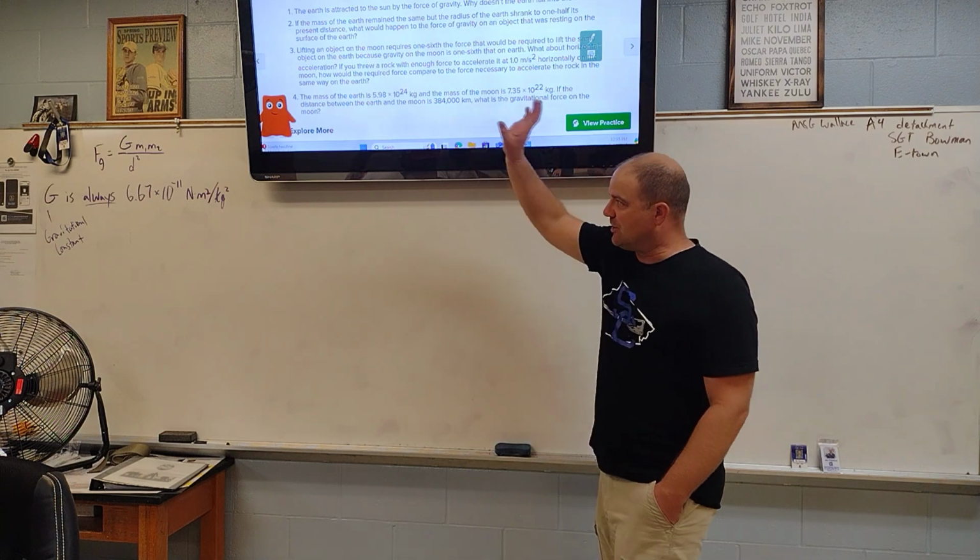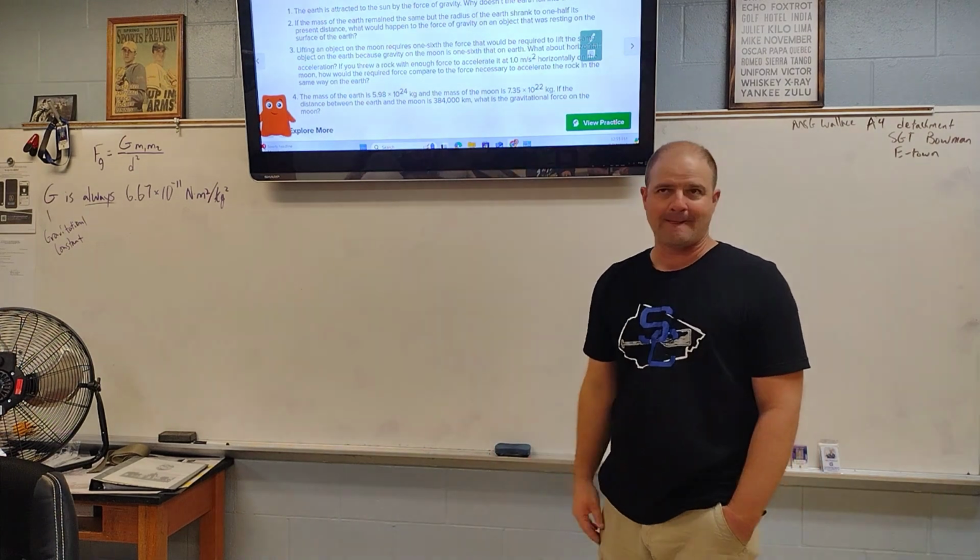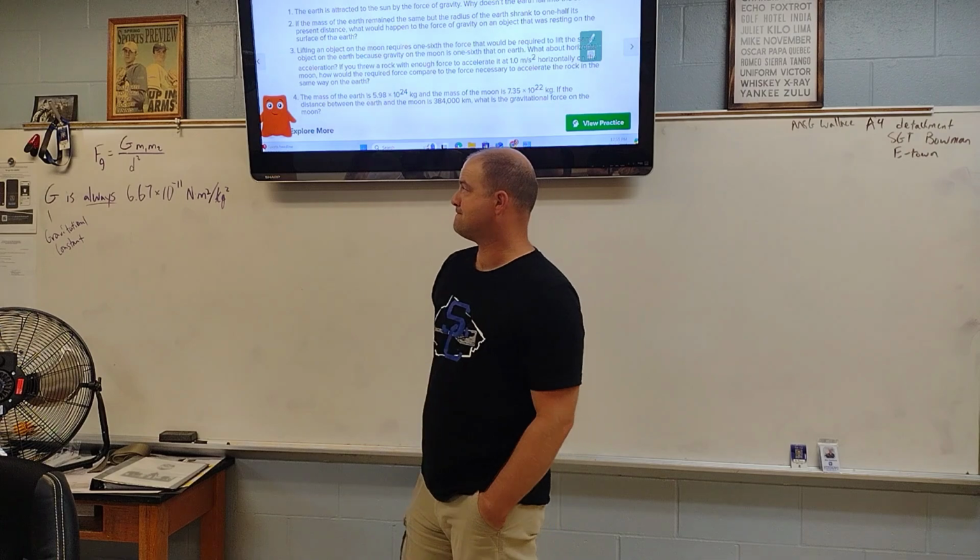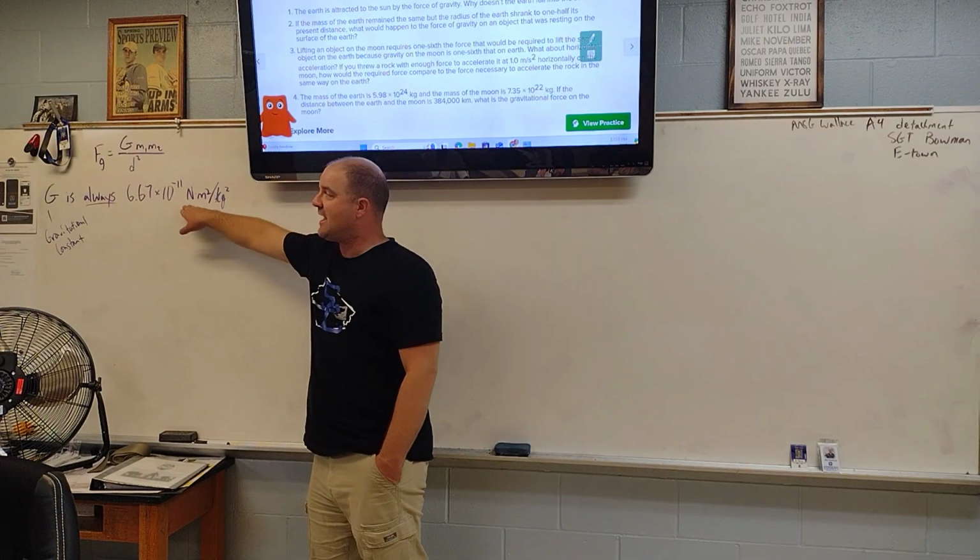G, big G, is the gravitational constant, which is given to us. Big G is always 6.67 times 10 to the negative 11th.